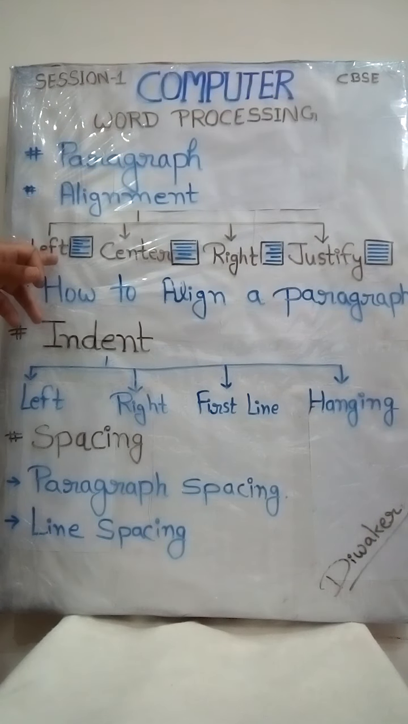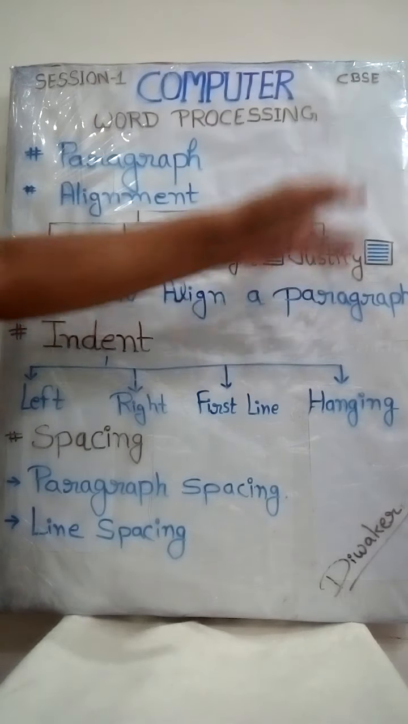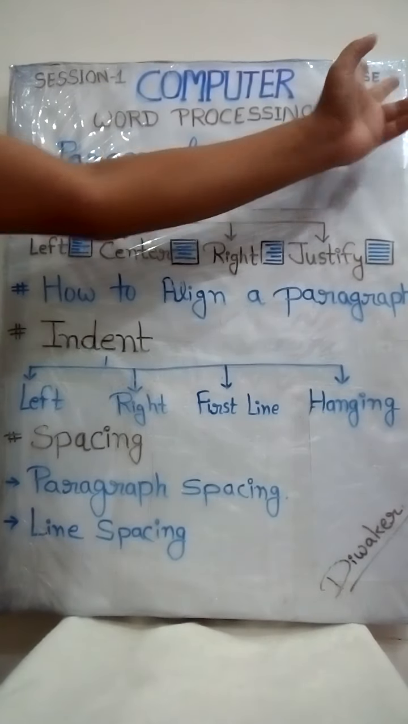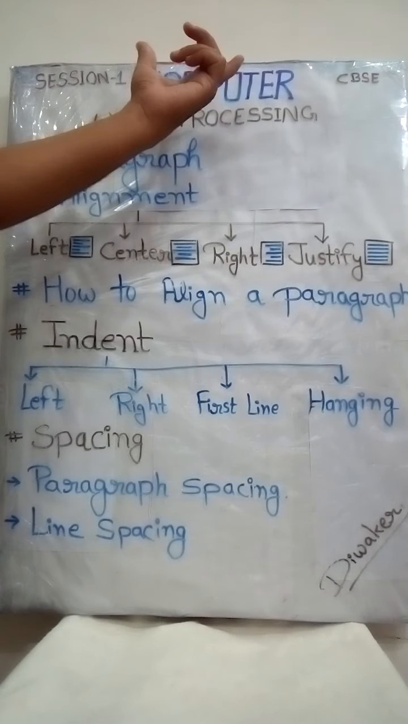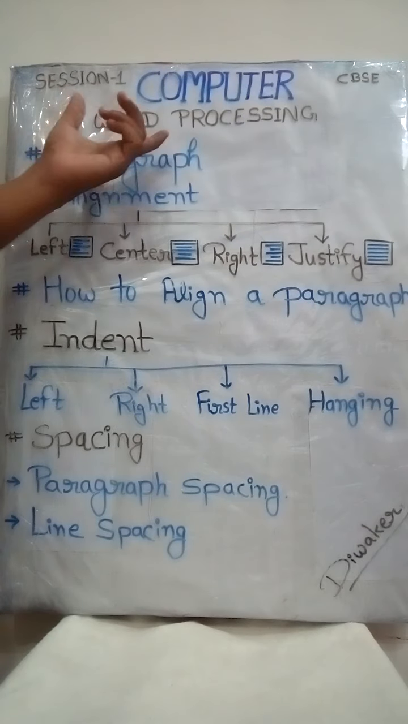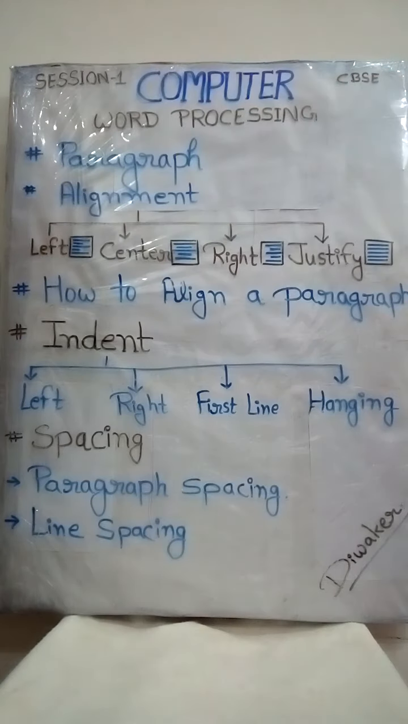Dear students, left align means we write the text from the left side. Right align means we write the text from the right side. Center align means we write in the center of the page, and justify align means it leaves equal margin on both sides of the page. Like the word processor leaves equal margin on this side and this side. So this is alignment.